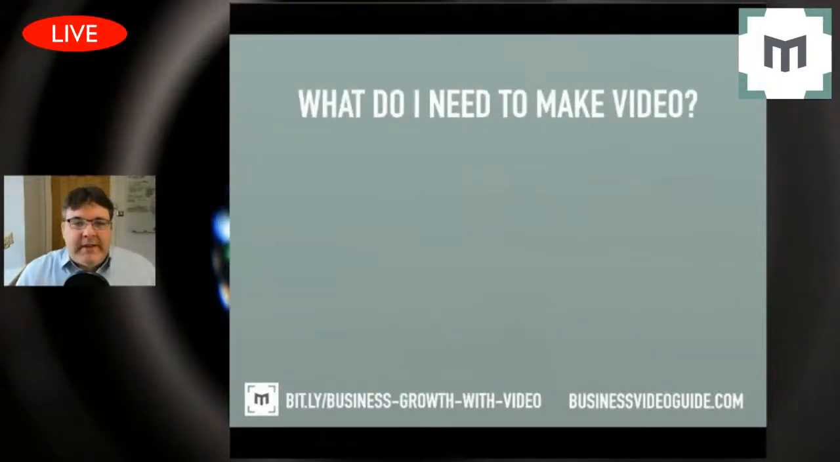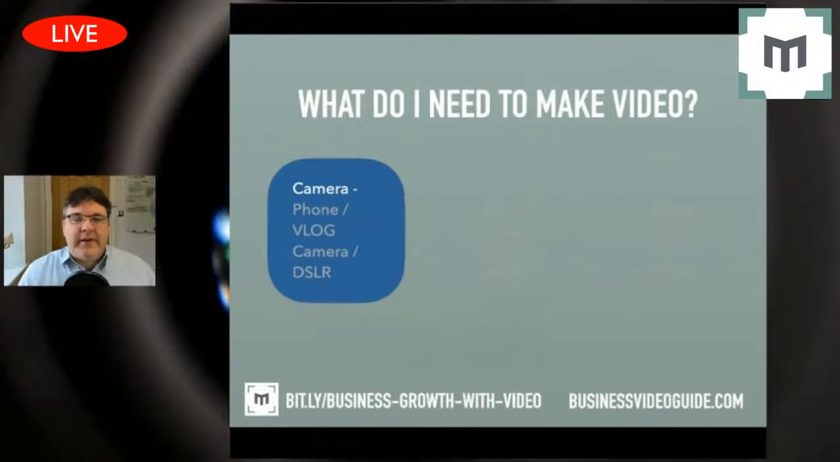So what do you need to make a video? Well, first up, you're obviously going to need a camera of some sort. That can be a phone. It can be a vlog camera, like I've got one here, one of these little Sony type things. They're fantastic. They're about 650 quid. But also, you can have a DSLR and go up to bigger, more flashy broadcast type cameras.